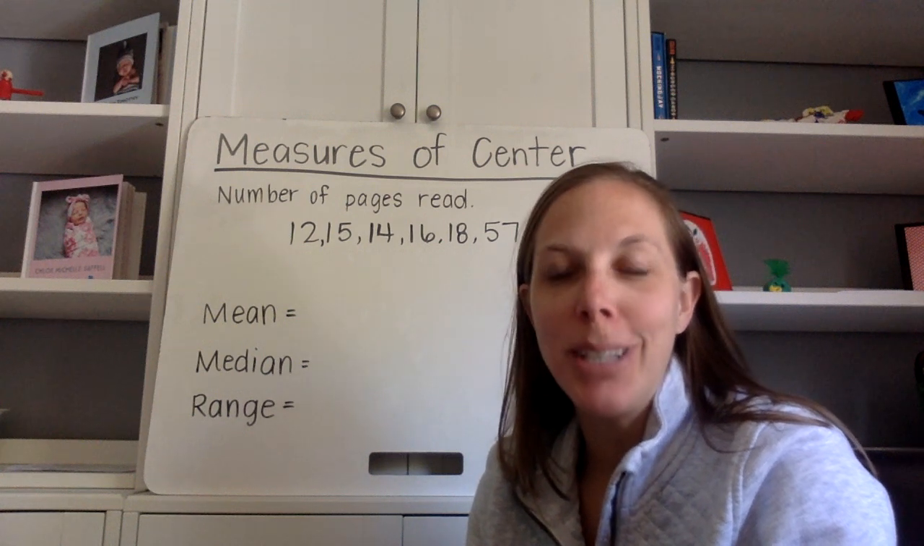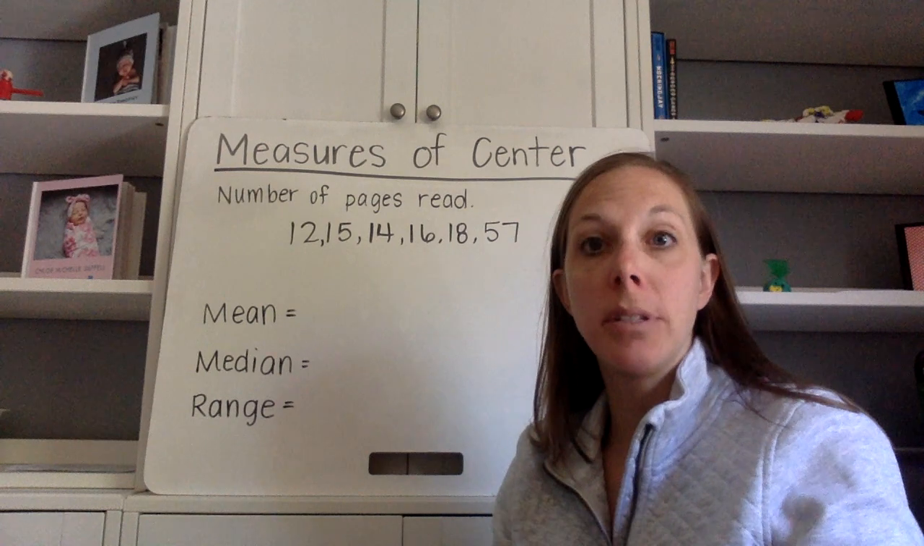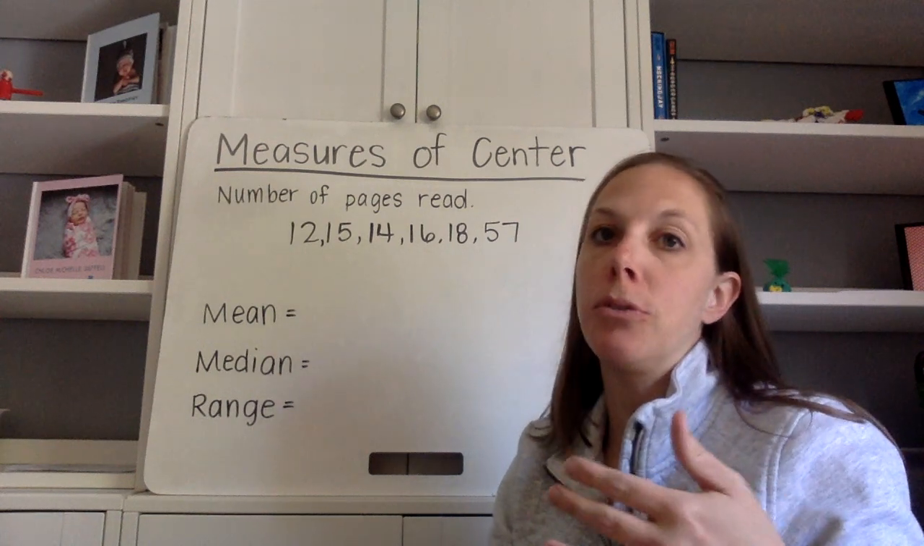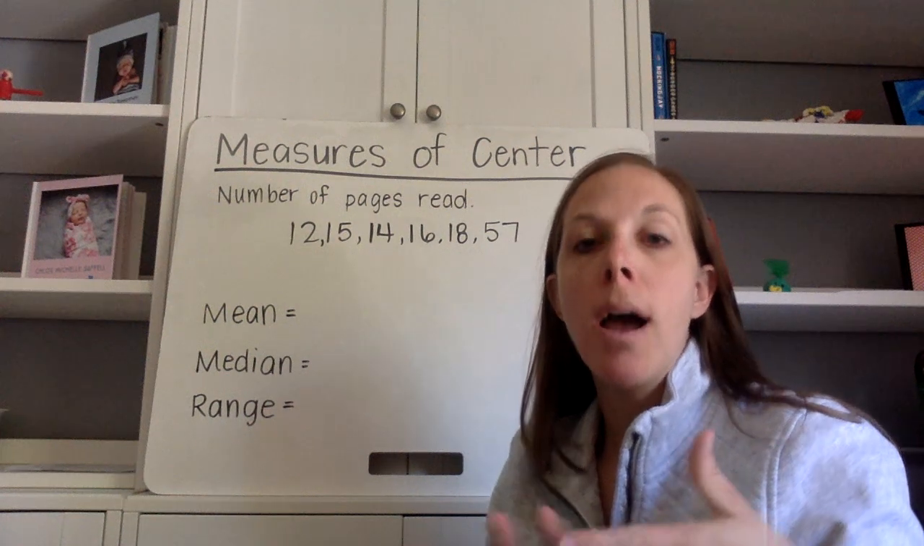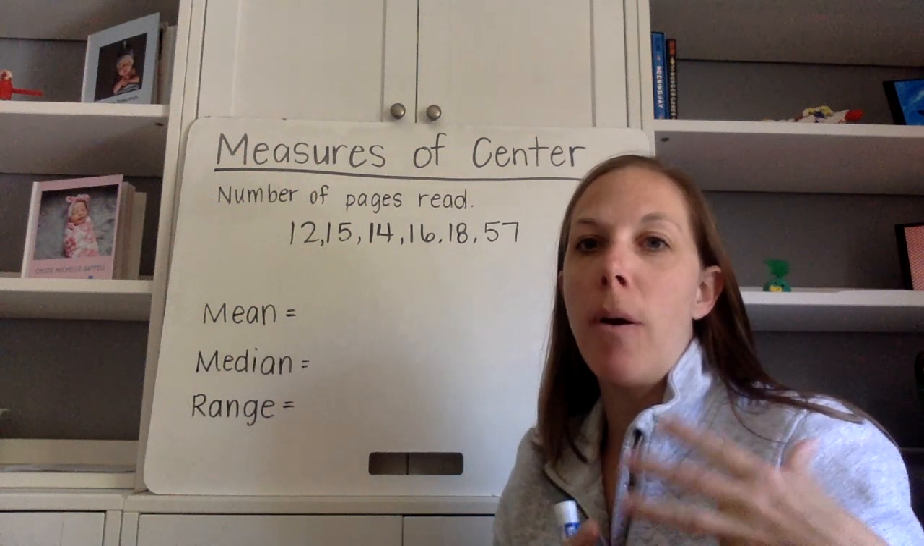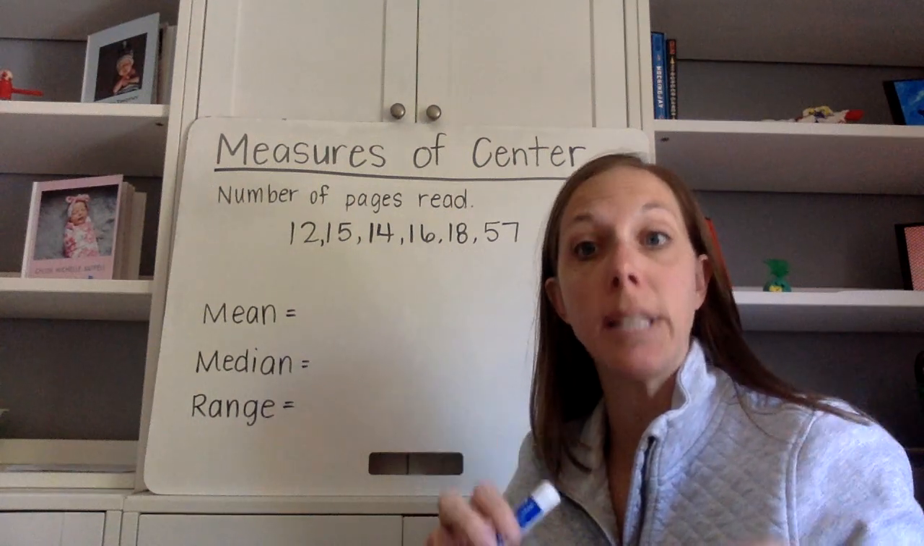Hey, mathematicians. Over the last couple of lessons, you guys have been working on some statistics. You've learned how to find the mean, the median, the mode, and the range. Now we're going to talk about how we determine which of those is going to be the best, what's called a measure of center.